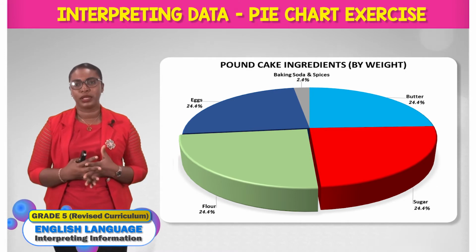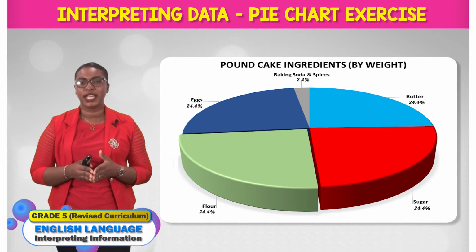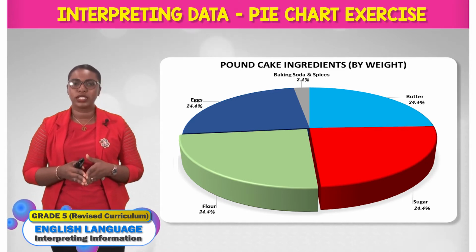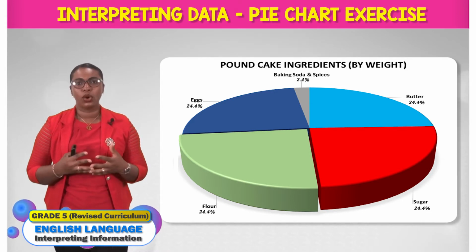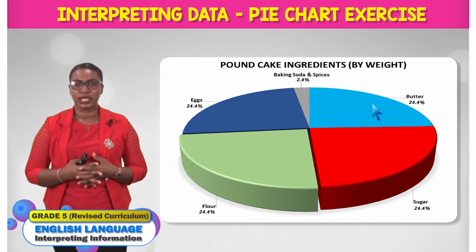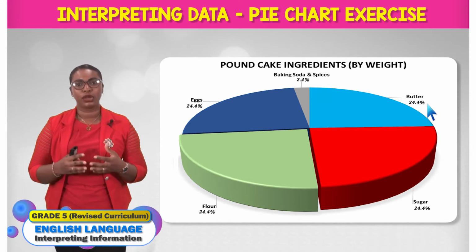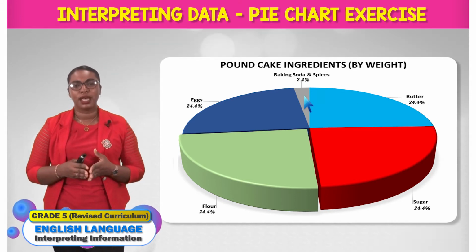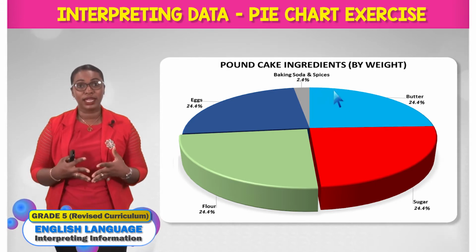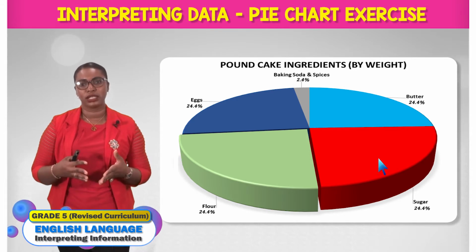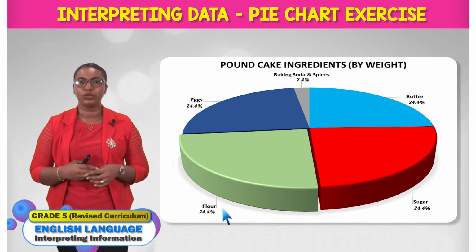What can you interpret from what is shown on this pie chart? You will see that the pie chart is divided into different colors, which can also say to us that each color represents an ingredient. What does the light blue represent? The light blue on this pie chart represents butter. We have a gray piece on the pie chart, and that represents baking soda and various spices. The red area on the pie chart represents the sugar, the green represents the flour, and the dark blue represents the egg.